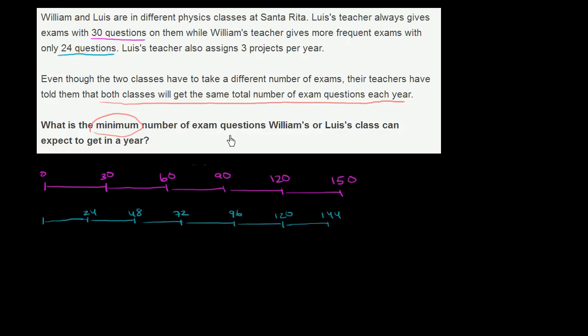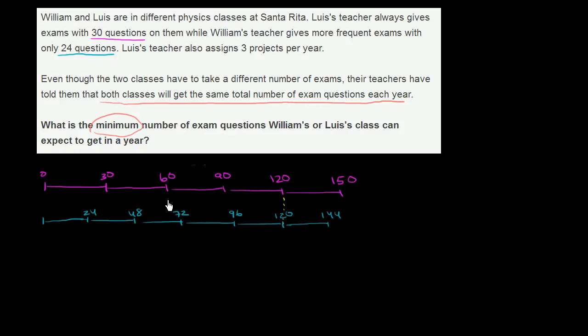What is the minimum number of exam questions William's or Luis's class can expect to get in a year? Well, the minimum number is the point at which they've gotten the same number of exam questions despite the fact that the tests had a different number of items. And you see the point at which they have the same number is at 120. They both can have exactly 120 questions, even though Luis's teacher is giving 30 at a time, and William's teacher is giving 24 at a time. And so the answer is 120.